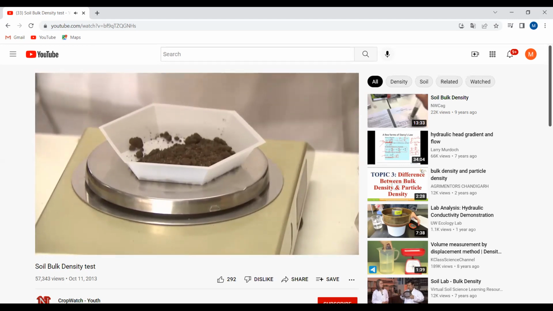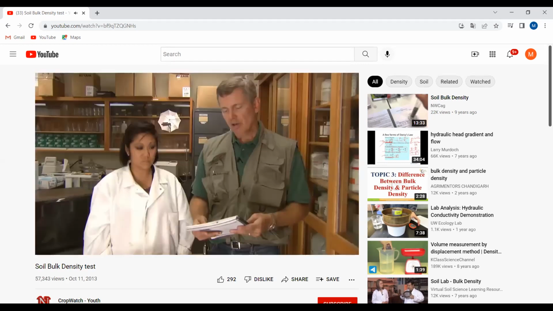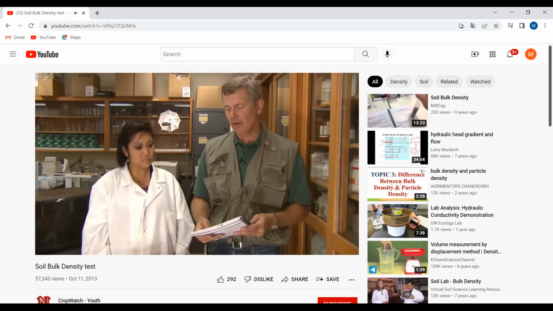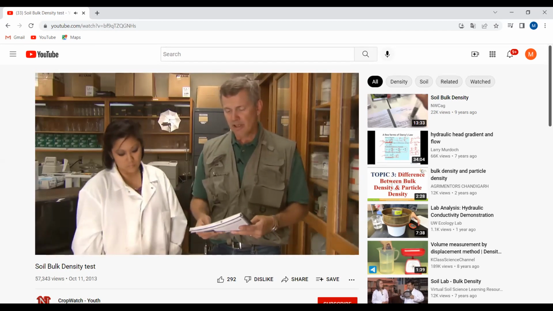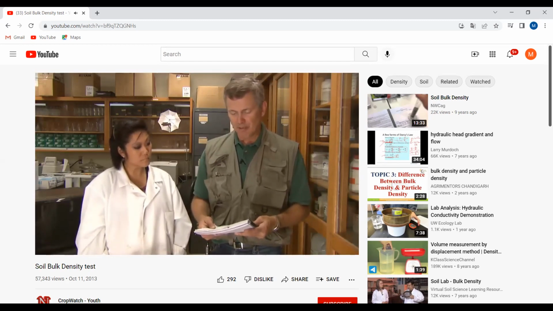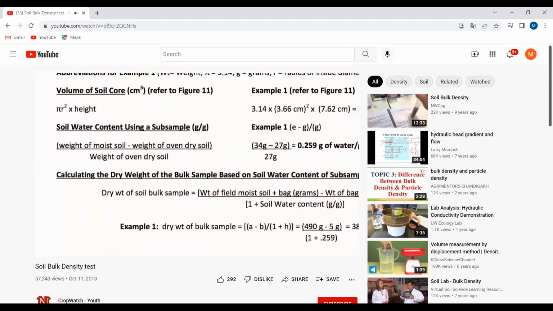So we're going to record that weight in table 2 in column F. Now that we've got a dry weight of the soil plus the tray, we're going to finish our calculations following the example. In this case, we go through the example.